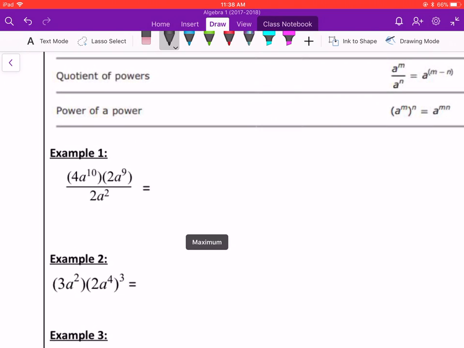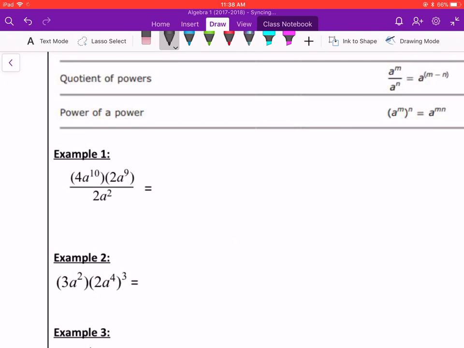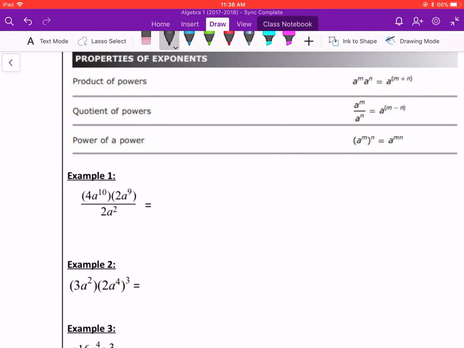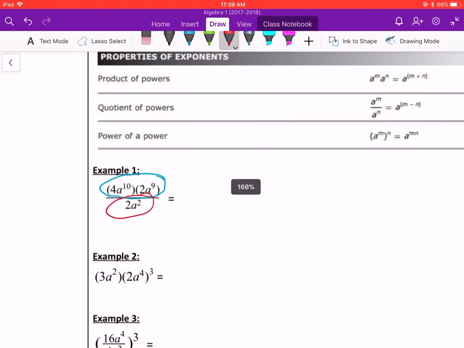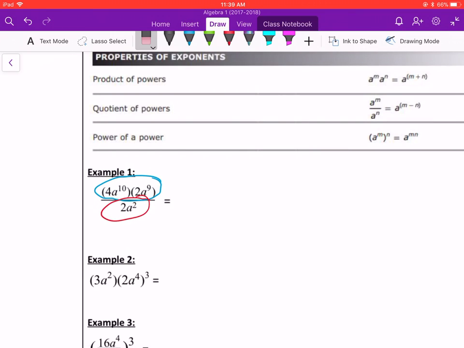Look at example 1. We're going to start combining the rules and simplifying problems that use all of them. In this example, the top part is a multiplication, so we multiply 4 times 2, and for a to the 10 and a to the 9, we add the exponents. But at the bottom, you're also dividing, where we subtract the exponents. So we're doing 2 steps here, using 2 rules: the product of powers and the quotient of powers.